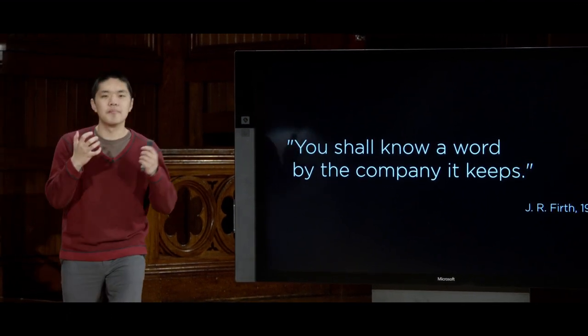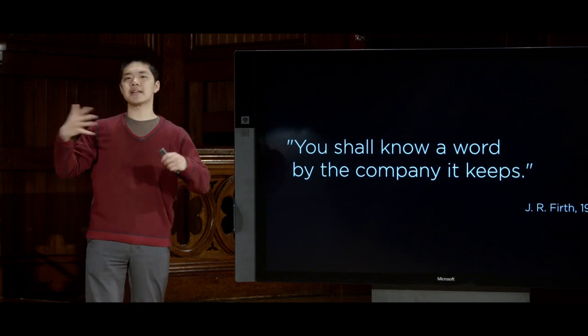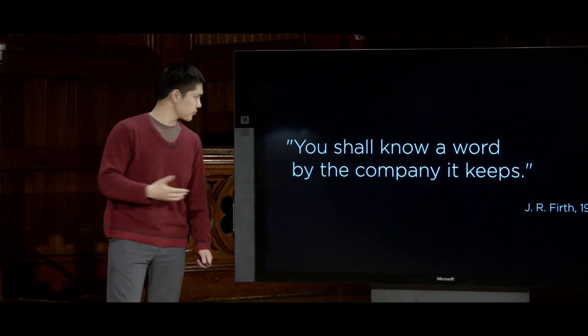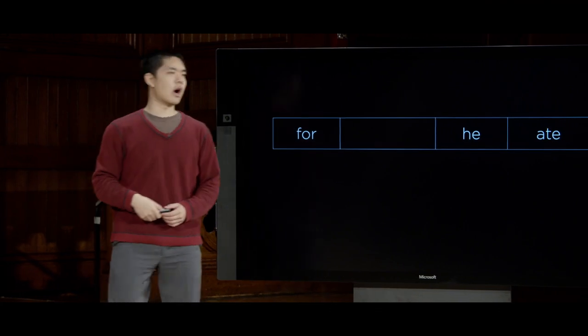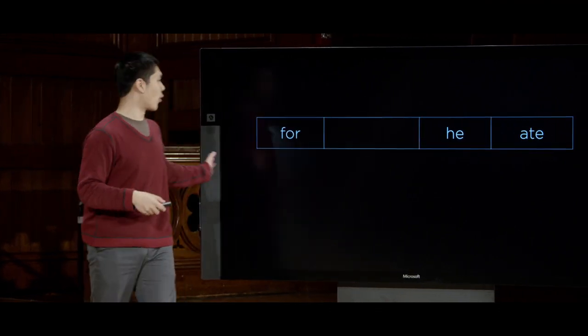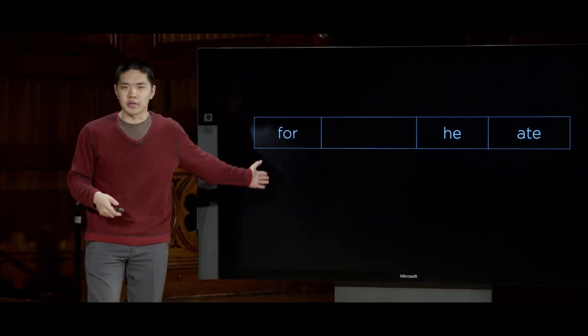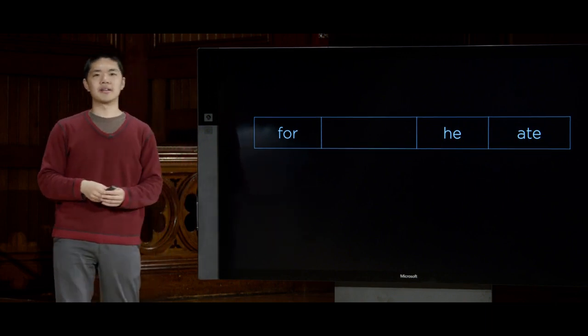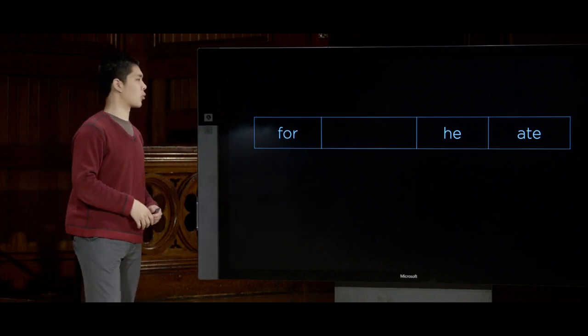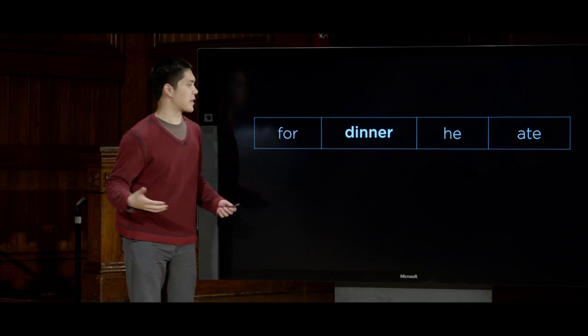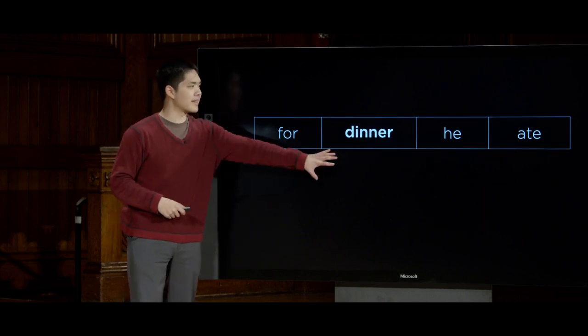That we can get at the meaning of a word based on the context in which that word happens to appear. That if I have a sentence like this, 4 words in sequence, for blank he ate, what goes in the blank? Well, you might imagine that in English, the types of words that might fill the blank are words like breakfast, or lunch or dinner. These are the kinds of words that fill in that blank.